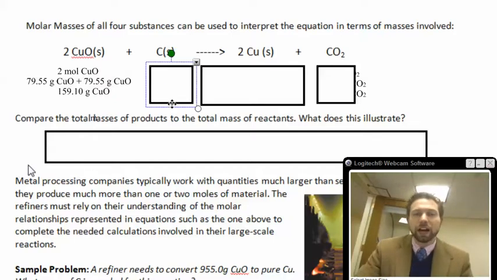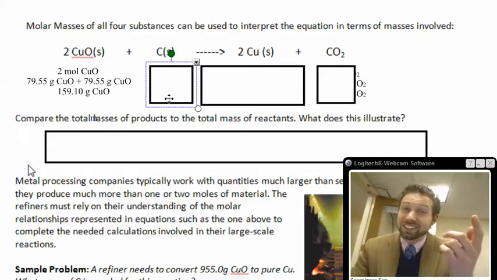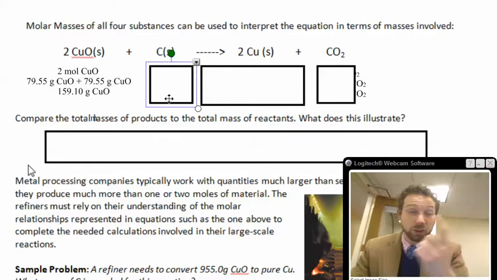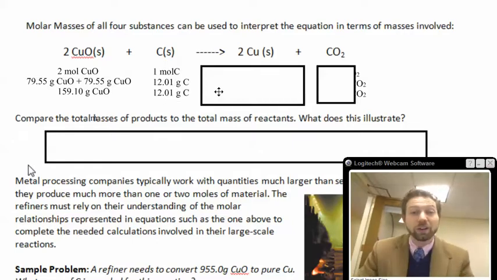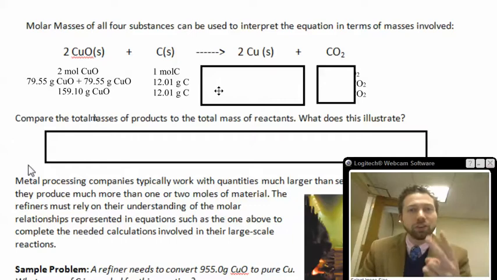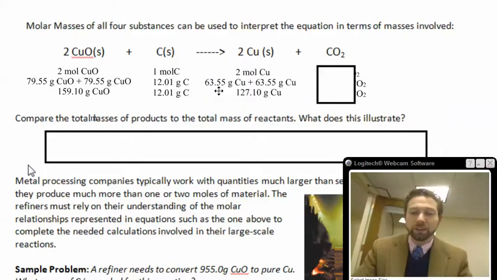Let's do the same thing for carbon. But carbon, we only have 1 mole. So molar mass is the mass of 1 mole. So if we look at the periodic table, we see the amount. Ta-da! 12.01 grams. That's easy. Oh, we go over to the product side. Copper has 2 moles. So we have to multiply it by 2. So the molar mass of copper is 63.55 grams. Multiplied by 2 is 127.10 grams of copper.